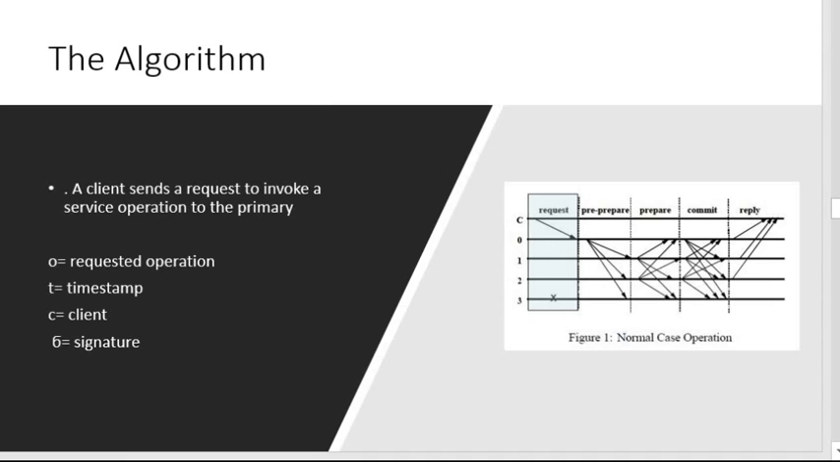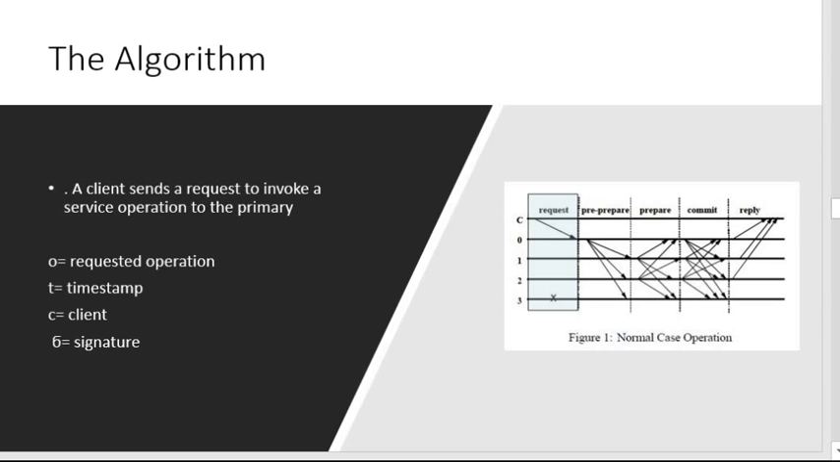Here you can see a client sends a request to invoke a service operation to the primary. First he initially sends his request message to invoke a service operation. Here, O is the requested operation, T is the timestamp, C is the client, and sigma is the signature. A client C requests the execution of operation O by sending a request message to its primary.